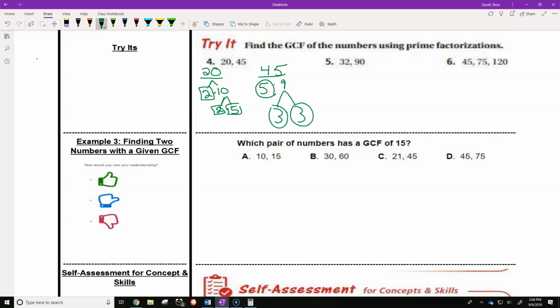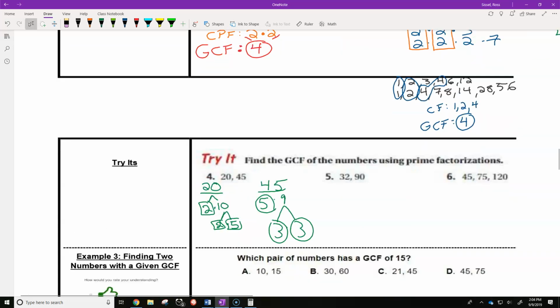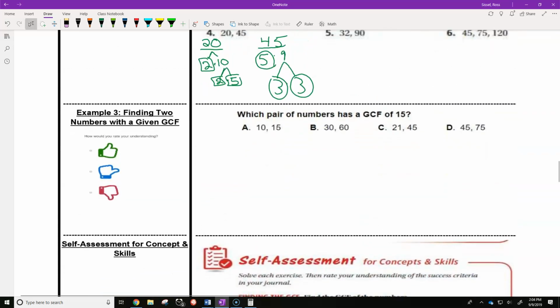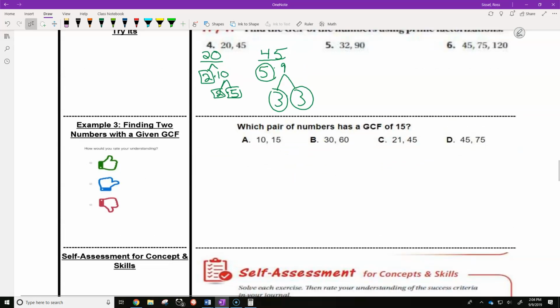Now, step 2. We do in blue. What is the prime factorization of 20? Draylee? 5, 2, and 2. Remember, I like to write them out in numerical order and make sure you write the times sign in between. What's the prime factorization of 45? Ethan? 3 times 3 times 5.